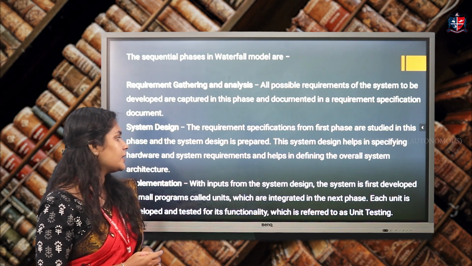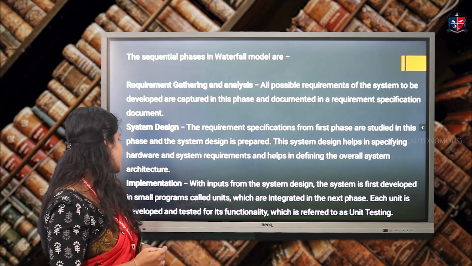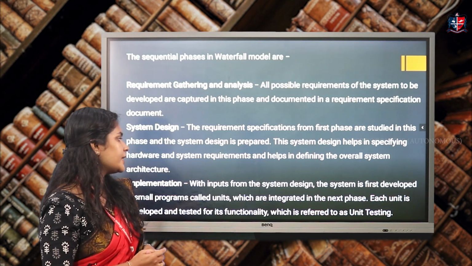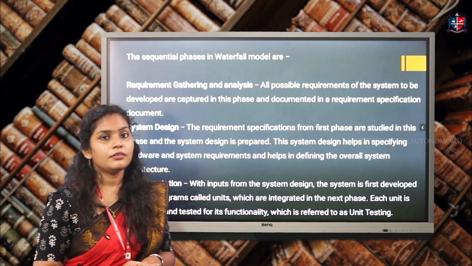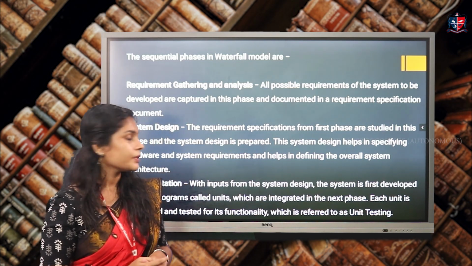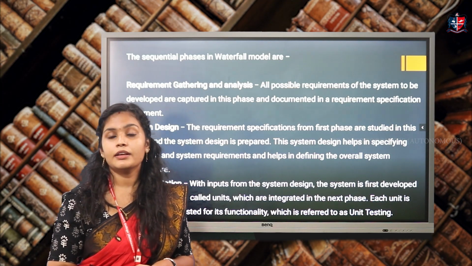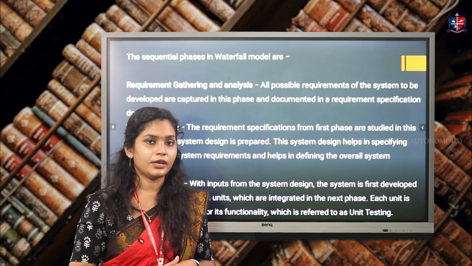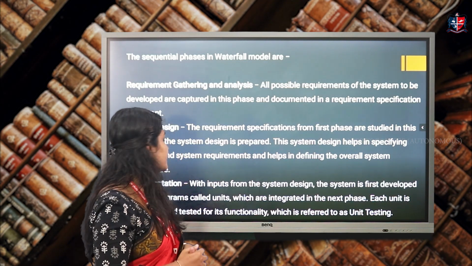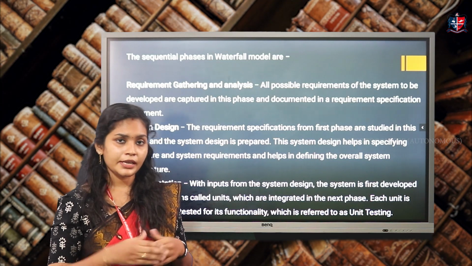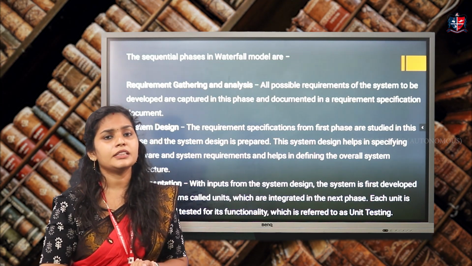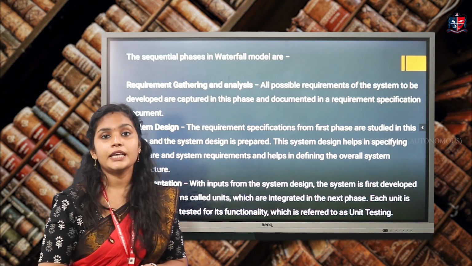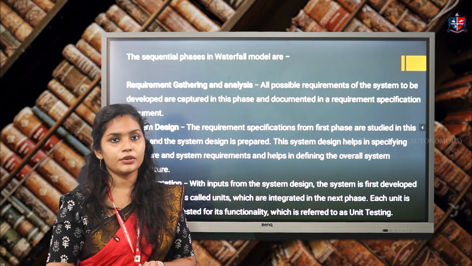With input from the system design, the system is first developed in small programs called units, which are integrated in the next phase. So when you create a system, after the system design, the developer will get a clear idea of the structure of that particular system, and based on that, in the implementation phase, the developer will create the code. So in the implementation phase, the entire problem can be divided into different units.